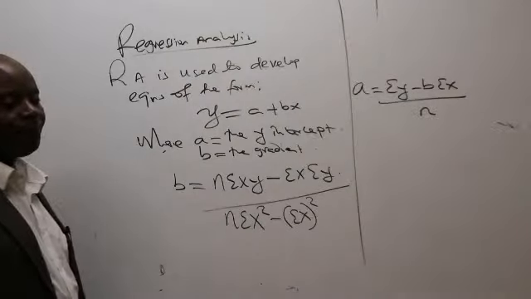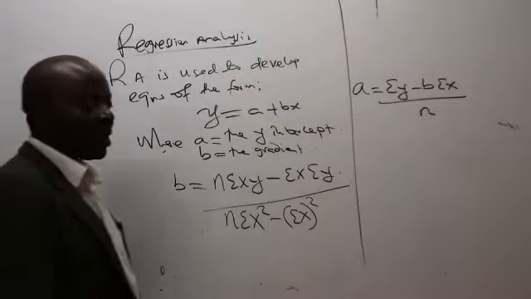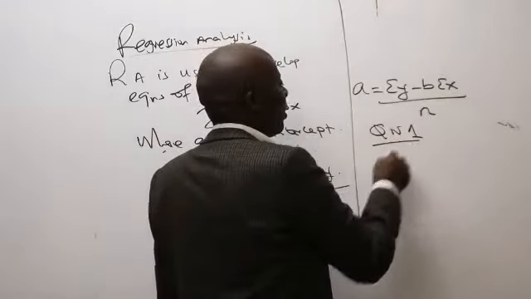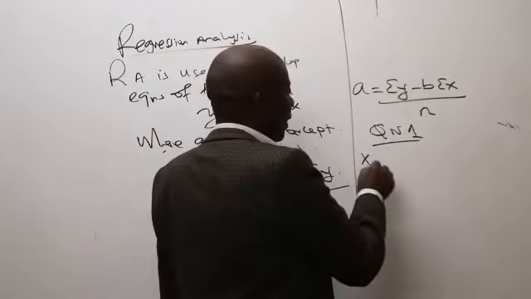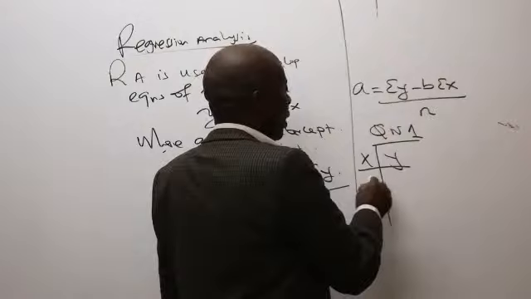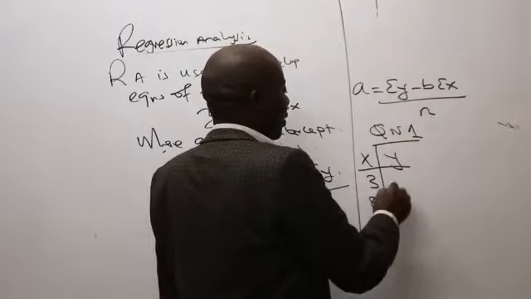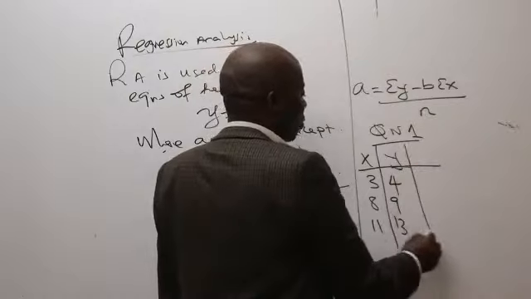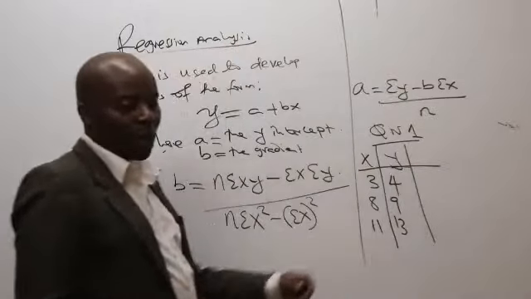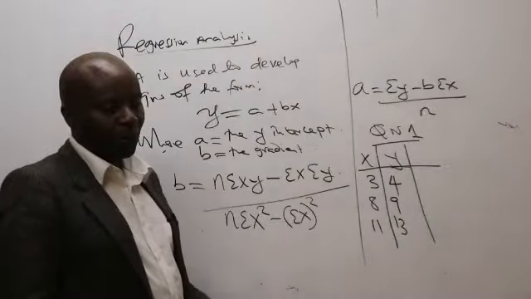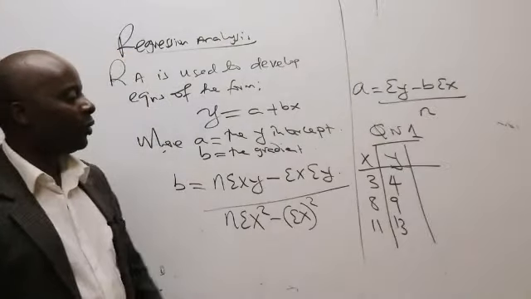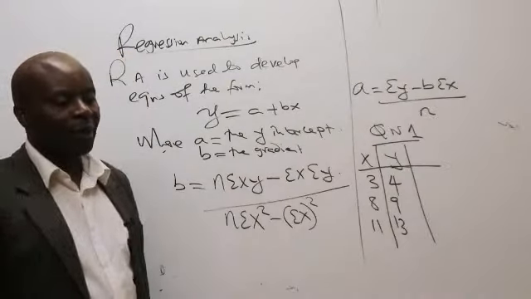Right? So then I would want to define what these parameters are by us looking at some example. Question number 1. What if you have here x, y? You have here 3, 8, 11. You have here 4, 9, and maybe 13. And then somebody wants you to get a regression equation out of this data.